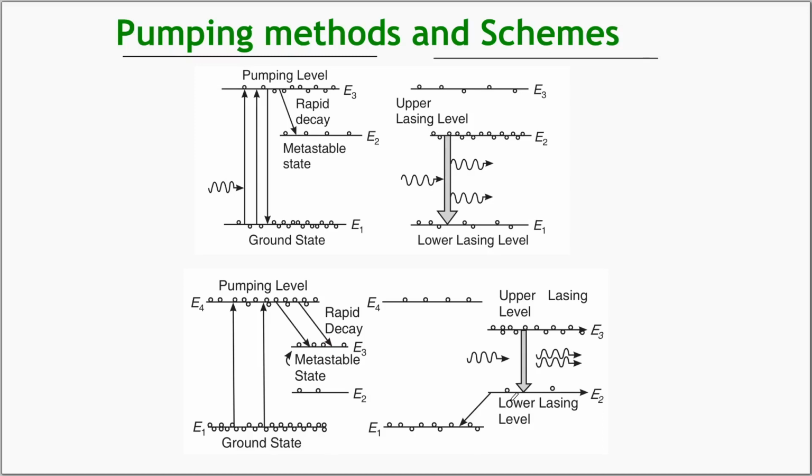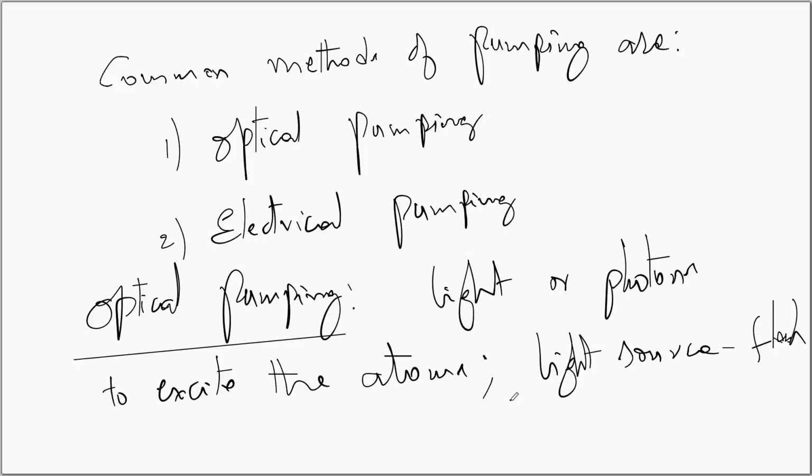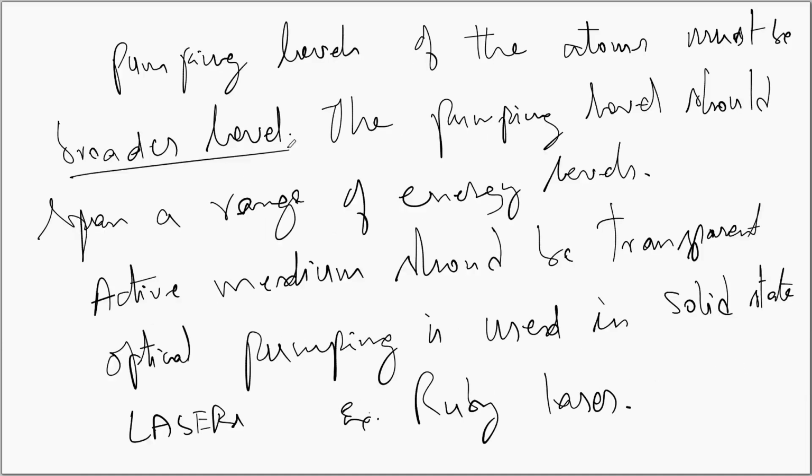In this video, we have started our discussion by stating the two common methods of pumping, the optical pumping and the electrical pumping. In the case of optical pumping, light or photons are used to excite the atoms, and the light source can be a flashlight. The atoms in the active medium should have a broader pumping level. Since we are using light, the active medium should be transparent. Generally, the optical pumping method is used in solid-state lasers. One such example is the ruby laser.